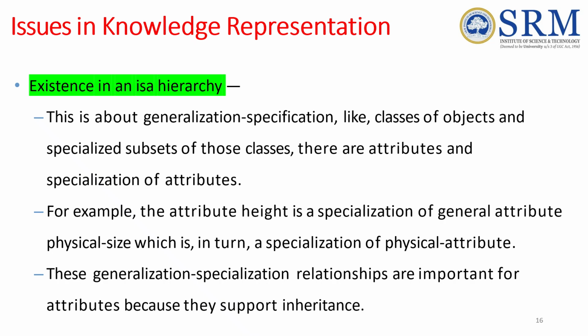Physical attribute is a more general concept. Physical size is a specialization of physical attribute, and height is a specialization of physical size. Since height is in physical size and physical size is in physical attribute, height can inherit all the properties, which have a value, can be measured, and can be measured by units.